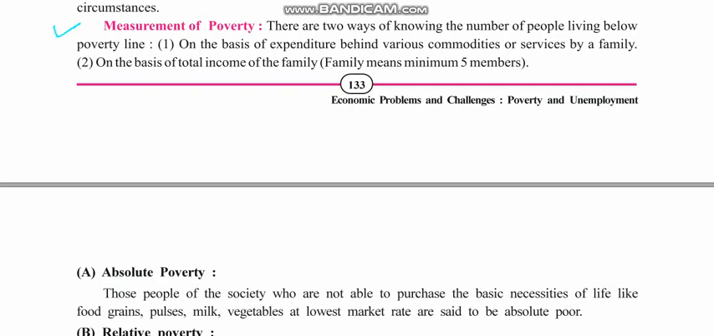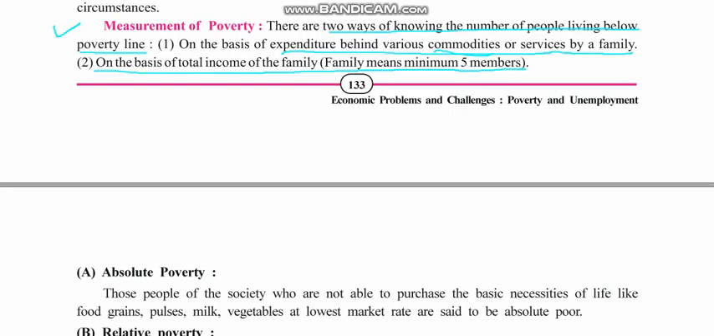Measurement of poverty. There are two ways of knowing the number of people living below the poverty line. So there are two ways with which we can understand the people living below the poverty line. First, on the basis of the expenditure on various commodities or services by a family. First is by the expenses that a family makes on various basic commodities or services. Commodities means things, okay? Second, on the basis of the total income of a family.